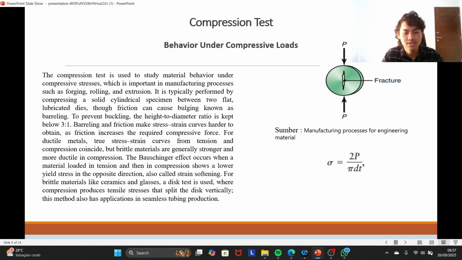A disk test is used where compression produces tensile stress that splits the disk vertically. This method also has application in stainless tubing production.